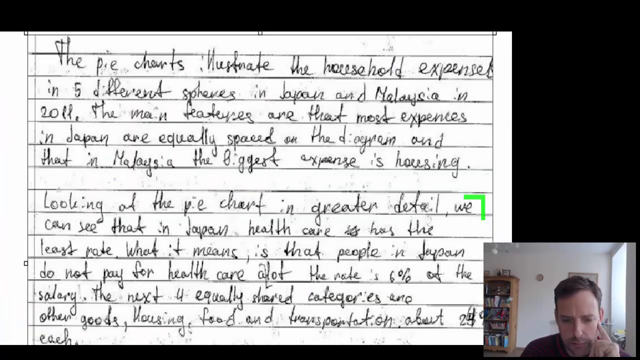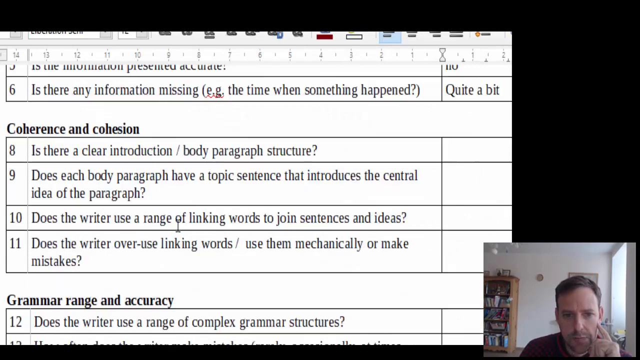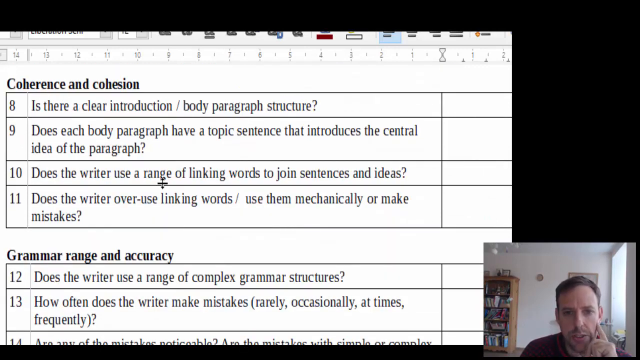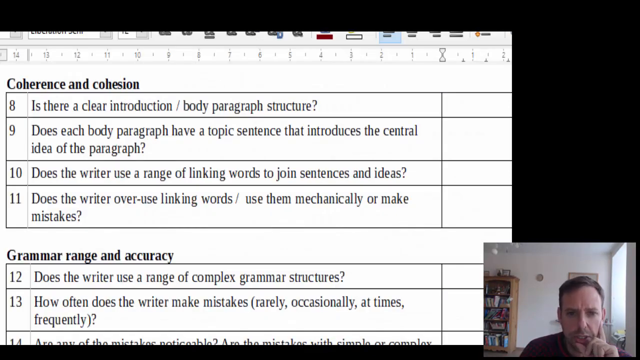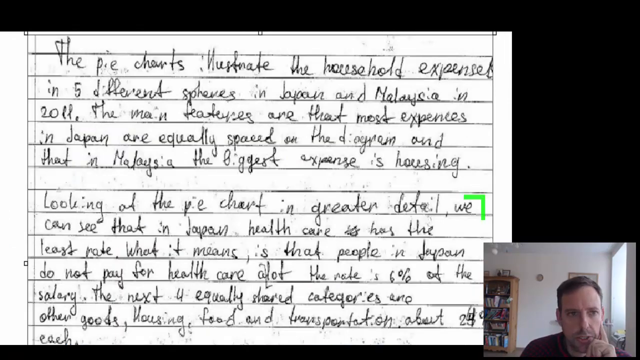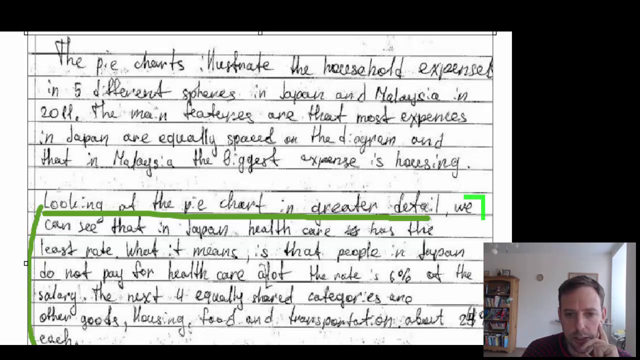Coherence and cohesion. So the first thing we're looking at here, is there a clear introduction, body paragraph structure? And the answer to that question is yes. Does each body paragraph have a topic sentence? So let's have a quick look at that. Topic sentence, maybe the green. Looking at the pie chart, so that's good. We know that we're looking at the pie charts when it comes to Malaysia. So the writer has divided it into two parts. One is about Japan, one's about Malaysia. They've signaled that very clearly here.